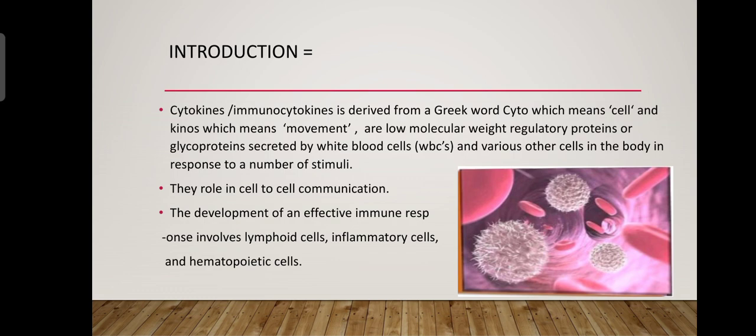The development of a strong and effective immune response involves some types of cells like lymphoid cells, inflammatory cells, and hematopoietic cells. Hematopoietic cells include white blood cells, red blood cells, and many others.